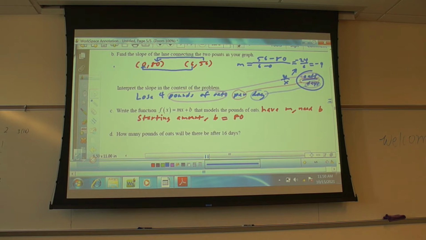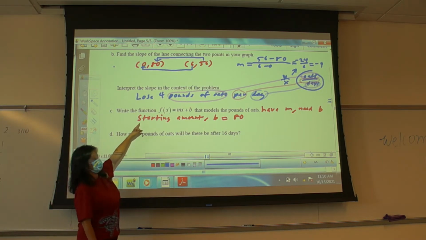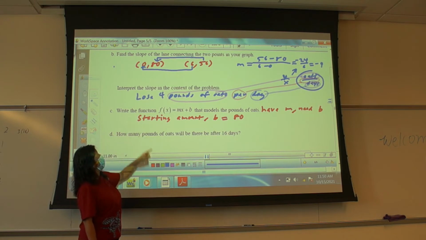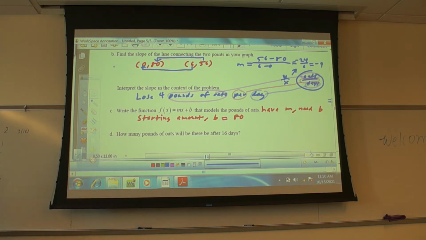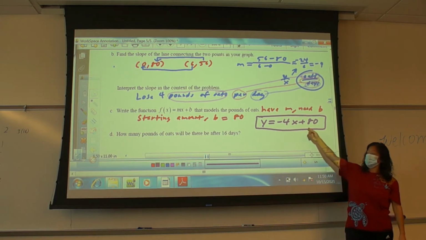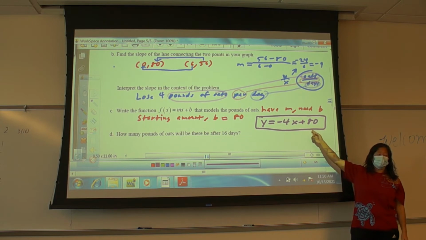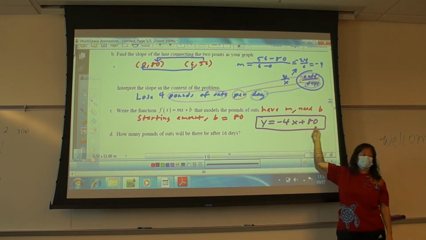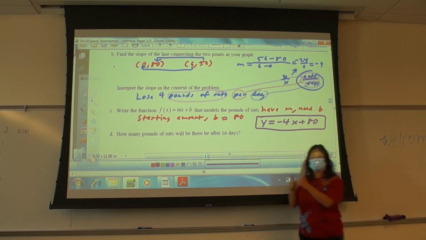So this answer, if you say this, you will not get points. I need y equals negative 4x plus 80. This is the answer. That's the function that models this situation. When I say write the equation that models this situation, that's what I want. y equals something with x in it. The rest of the things should be numbers.